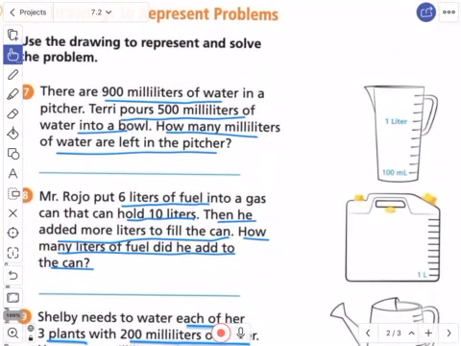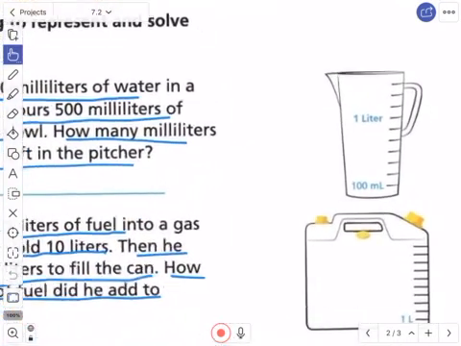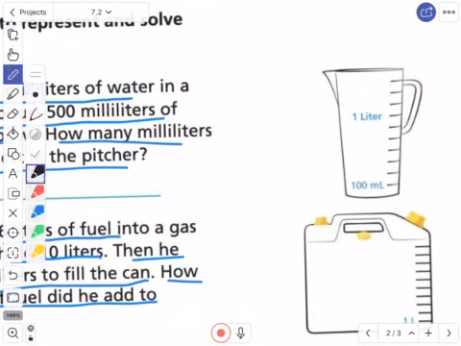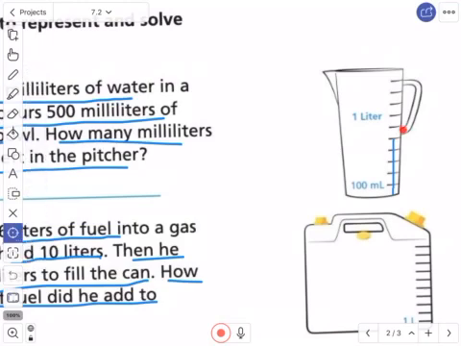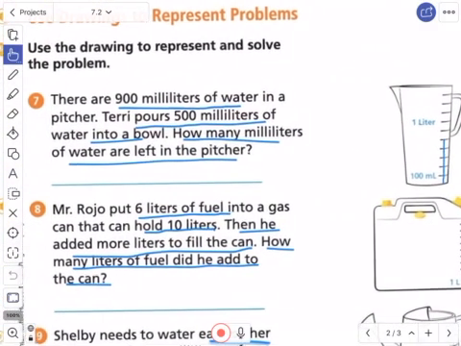Then for these down here, there are 900 milliliters of water in a pitcher. So this whole thing is 900. He pours out 500. So I'm just going to go 1, 2, 3, 4, 5. So basically I've just taken out 5 of them, and I can count how many he has left then. 1, 2, 3, 4, 5. So 500 milliliters.